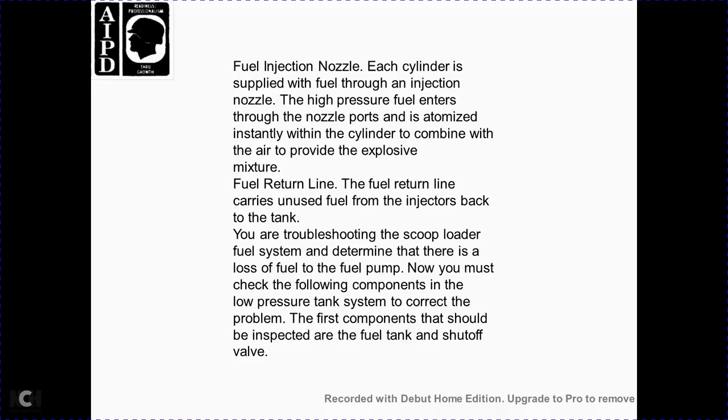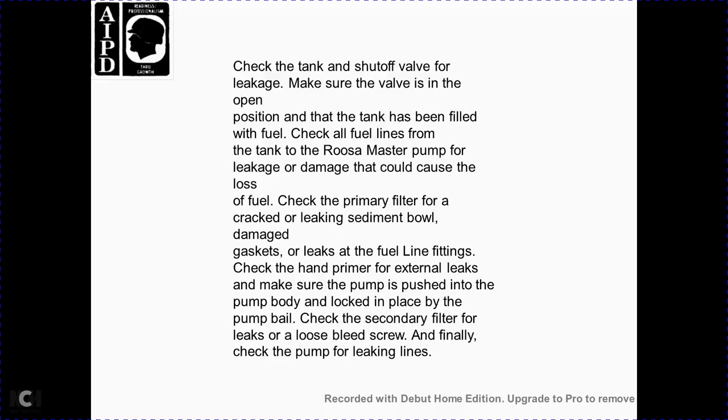When troubleshooting the fuel system, if you determine that there is a loss of fuel to the fuel pump, you must check the following components within the low pressure side of the system to correct the problem. The first components that should be inspected are the fuel tank and the shut-off valve. Check the fuel tank and the shut-off valve for leaks. Make sure the valve is in the open position and the fuel tank has been filled with fuel. Check all the fuel lines from the tank to the Rotomaster pump for leakage or damage caused by the fuel.